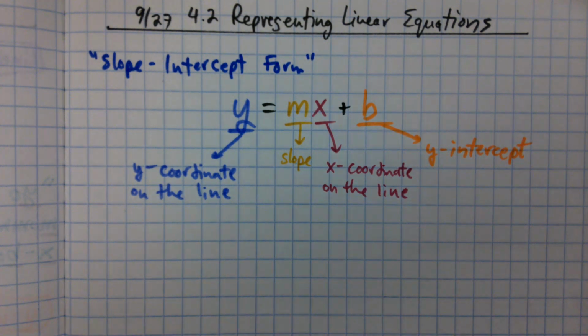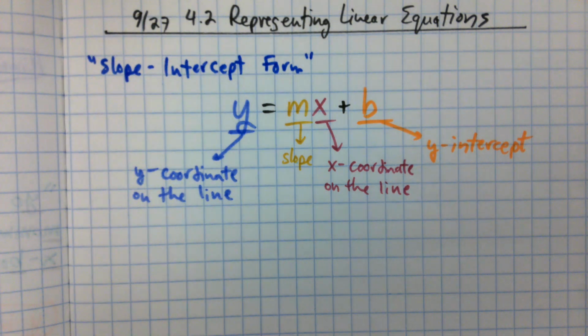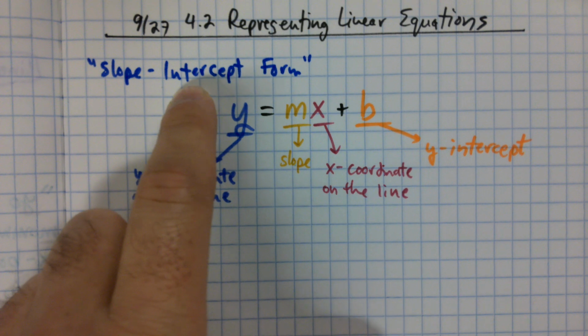A point on the line. I'll go ahead and say that again because I wasn't recording. That's my bad. So this linear equation formula, the technical name for it is slope-intercept form.